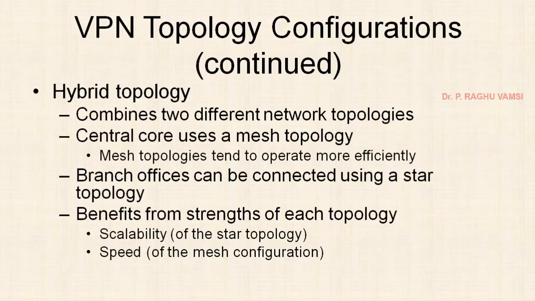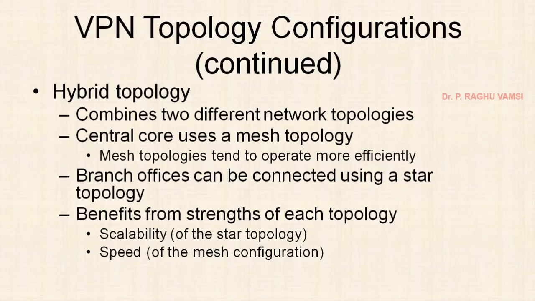Hybrid topology is a combination of the previous mesh topology and the star topology. Sometimes they may also combine the bus topology. So different network topologies are added in this. The central core uses the mesh topology, and branch offices can connect to it in a star topology. Like that, we can make a hybrid network topology.